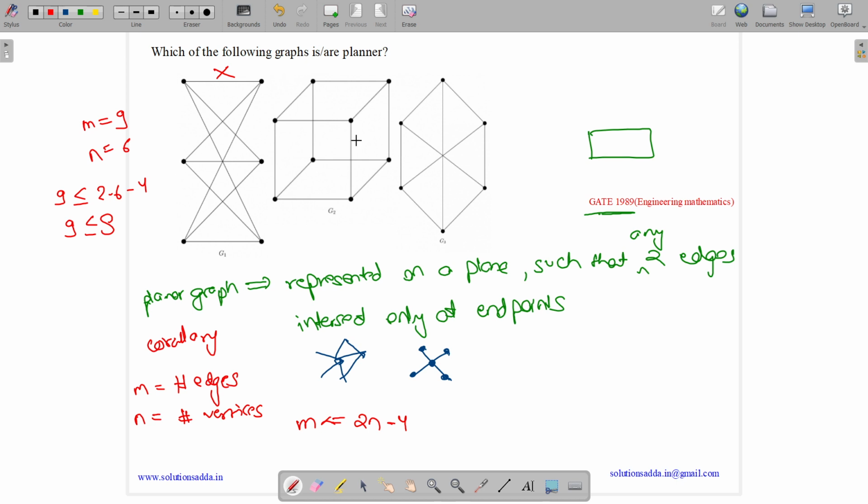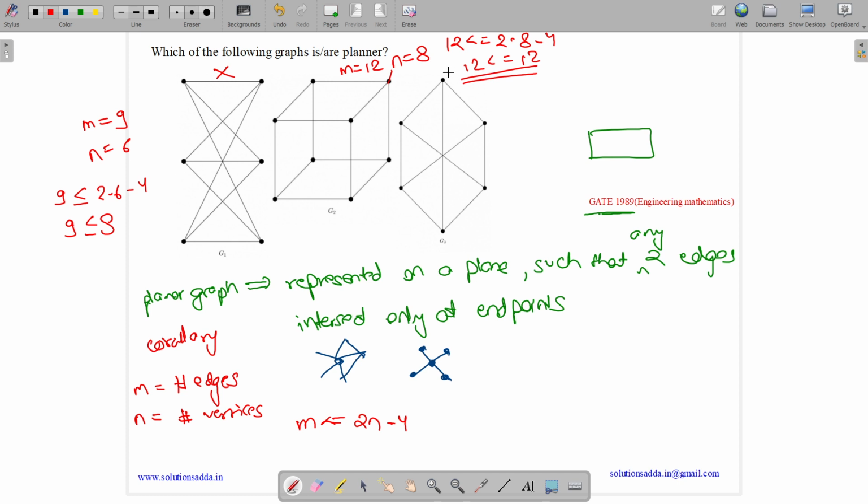Is this a planar graph? Let us verify m. What is the value of m over here? 1, 2, 3, 4, 5, 6, 7, 8. m is 12. What is the value of n? The value of n is 8. Is m less than or equal to 2 into n minus 4? 12 is less than or equal to 16 minus 4, 12.